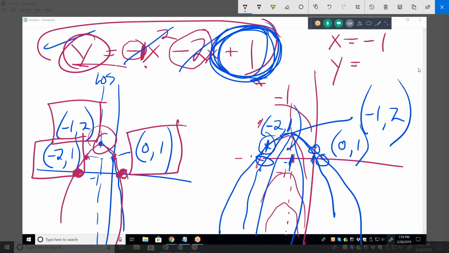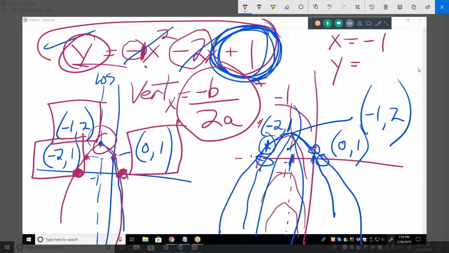So don't ever forget this formula right here. The x-coordinate of the vertex is minus b over 2a. That will always give you the x-coordinate, and you plug in your result into the function to get your y-coordinate. That gives you your vertex. You're 90% home when you get your vertex.